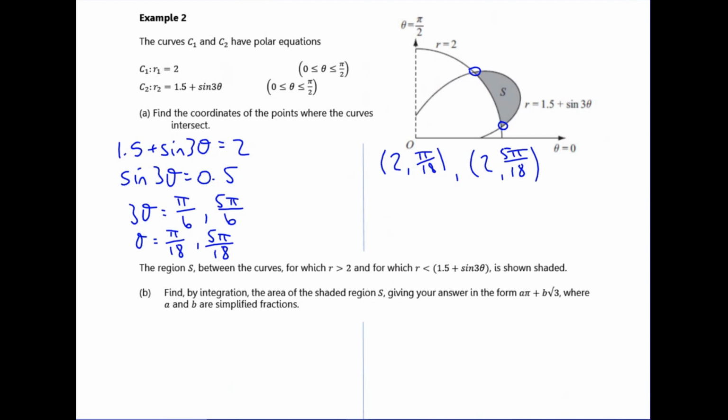So again, we're going to think carefully about these limits and about whether we're adding areas or subtracting areas or whatever this time. So this one here is at pi over 18. This one here is at 5 pi over 18. So let's think about the outside curve first. Let's think about C2. Okay. So if I want to start at pi over 18 down here, I'm going to draw a half line up to pi over 18.